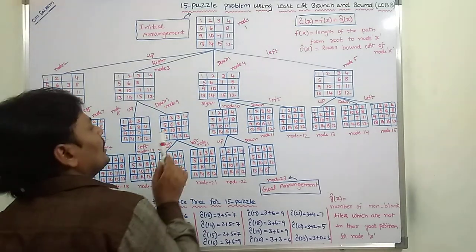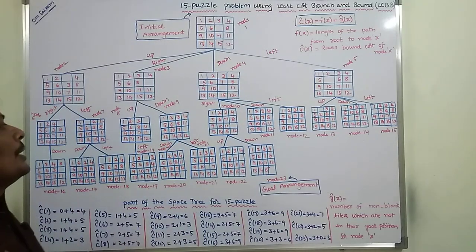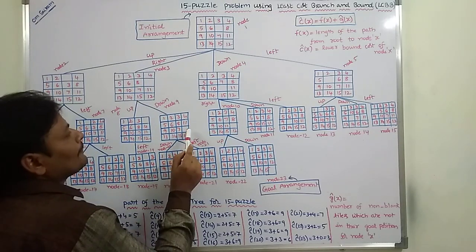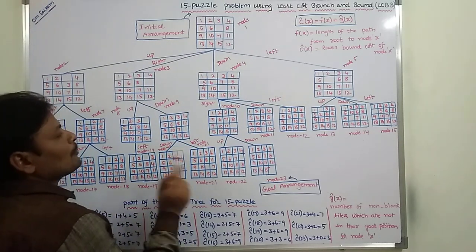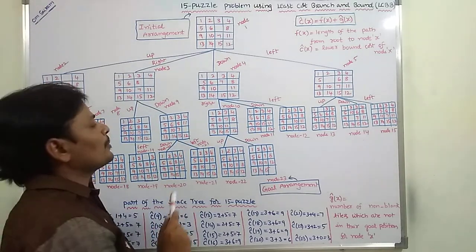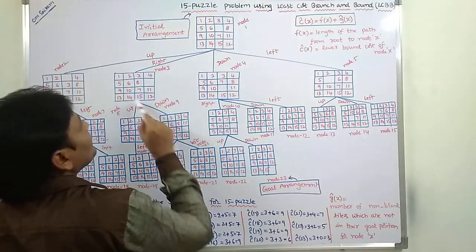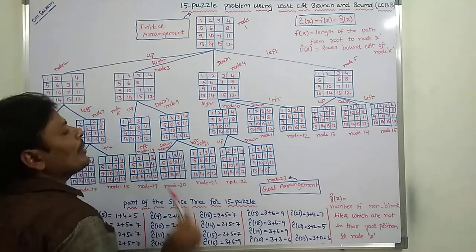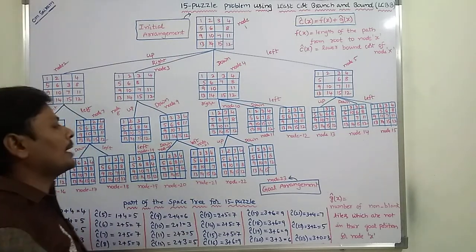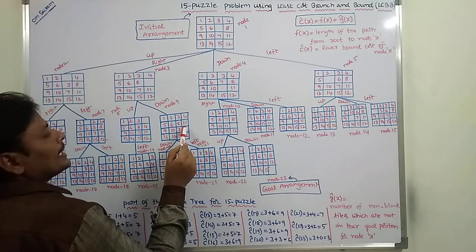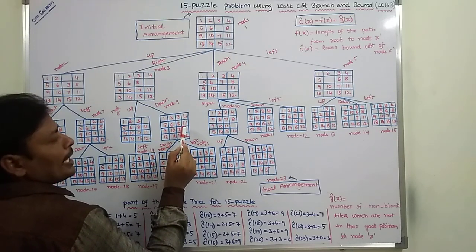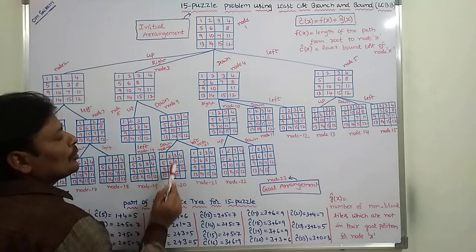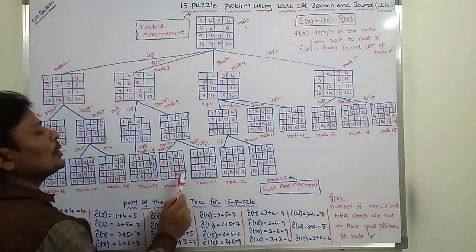Okay, next one. Go to node 9. Here right direction is not possible. Left direction, yes, it is possible. Down direction, yes, it is possible. Up direction, we are getting the same node 3. So only two moves are possible, down and left. First, we can take down. So this empty tile can be moved to down. 12th tile can be moved to this position. Empty tile can be moved to this position. Then we are getting node 20.